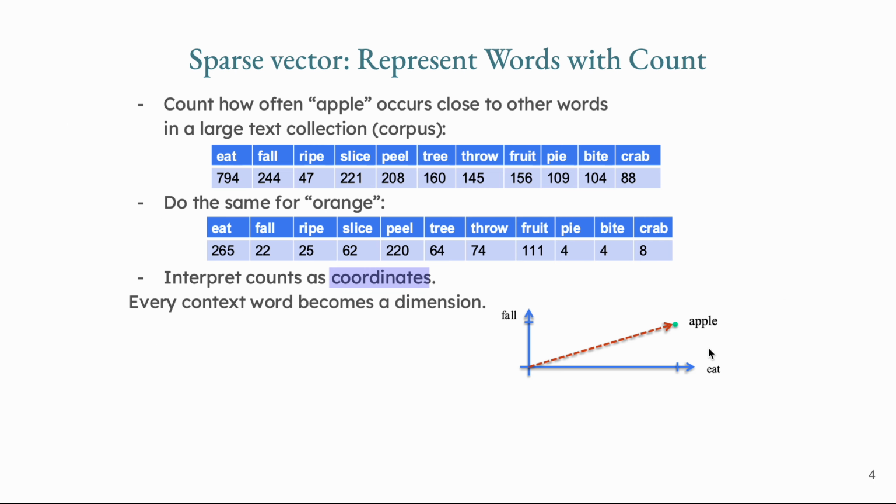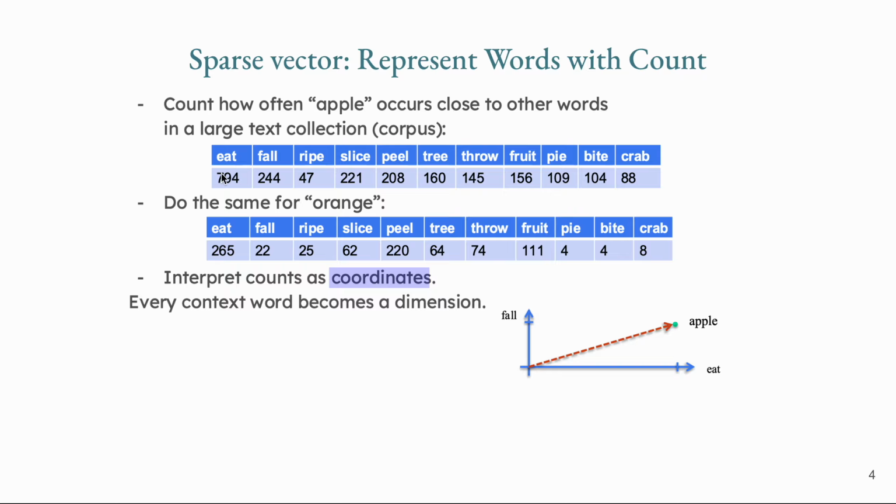So sparse vectors, representing words with counts. For instance, for the word apple, we take a large text collection, and in that collection we count the words that appear close to the word apple. So we have eat, fall, ripe, and other words. And we do the same for orange in the same large text collection. So we also have eat and fall appearing near the word orange.